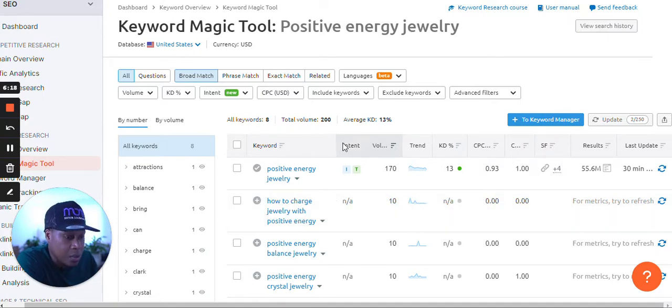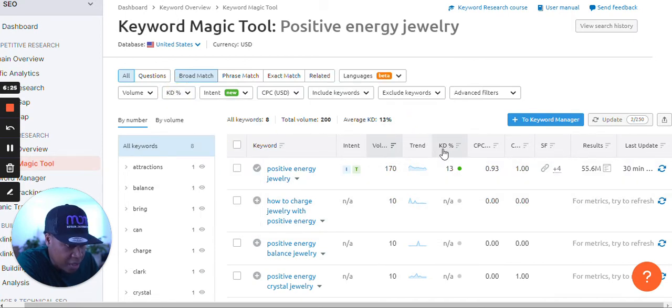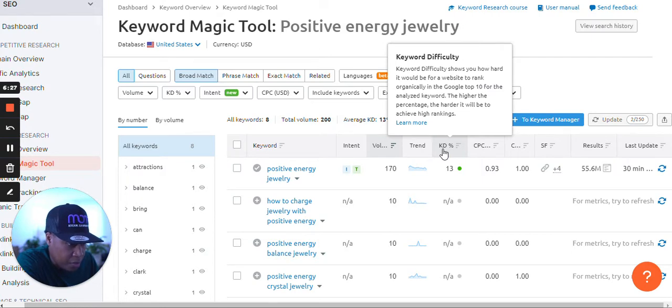Good. Okay, so what I would do is, first thing first, narrow it down. So this is the keyword difficulty. Let's read this real quick. Basically, this tells you how difficult it would be for your website to rank for this particular keyword, right? As a rule of thumb, if you're new, you just started a website, and your website doesn't even have a domain authority of, let's say, anything under 40, right?